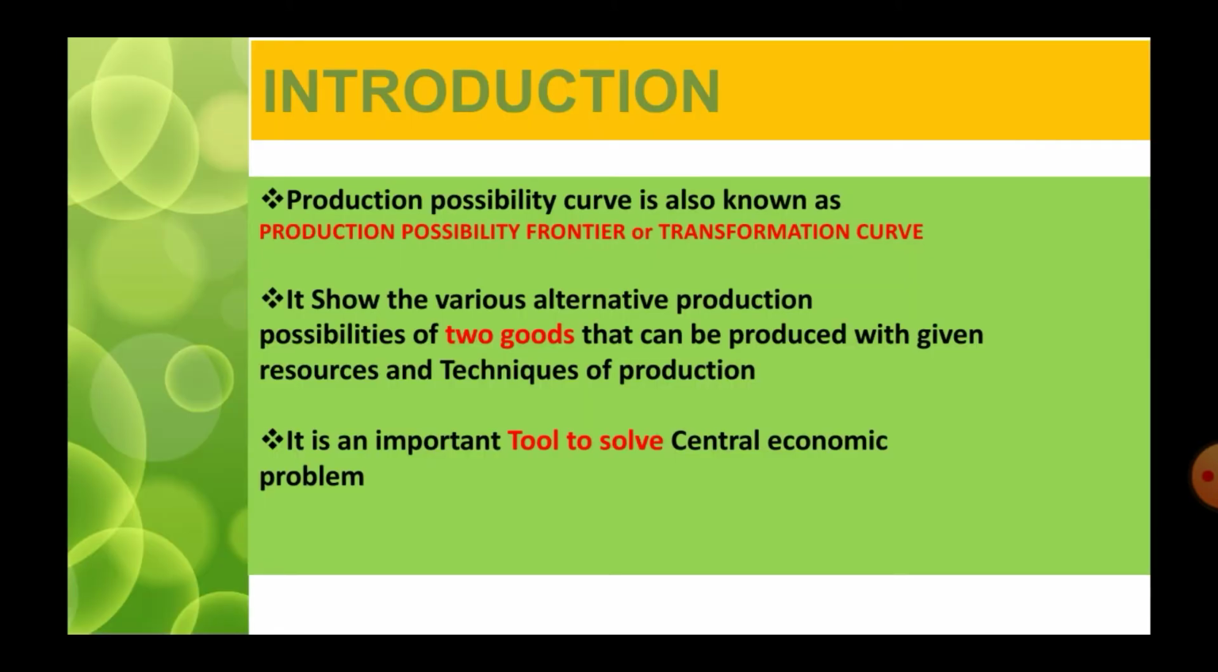This can be further explained as: the production possibility curve is also known as the production possibility frontier or transformation curve. It shows the various alternative production possibilities of two goods that can be produced with given resources and a given state of techniques of production. It is also an important tool to solve central economic problems.